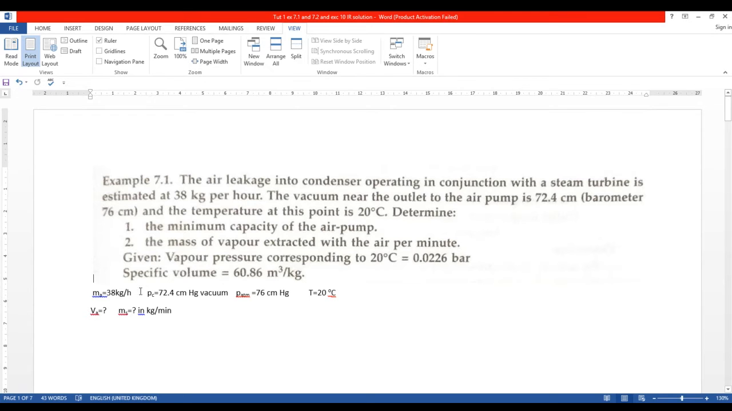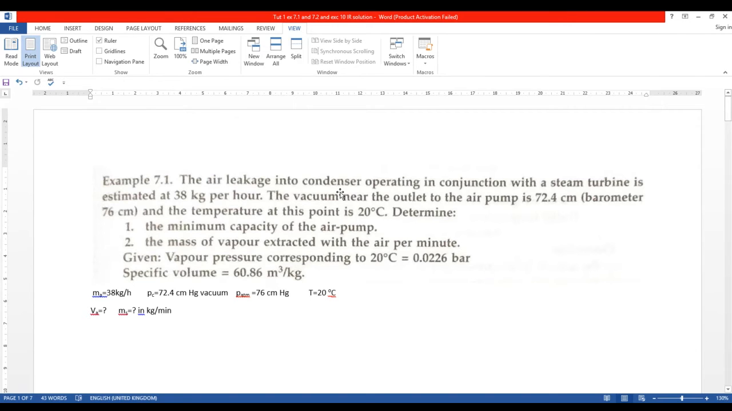So we put M dot A like in here. In any question we should put the data in symbol and units, value and units like this. So M dot A equal 38 kilogram per hour.